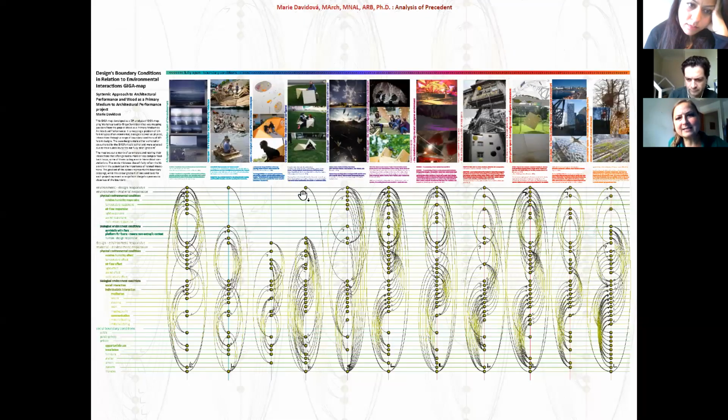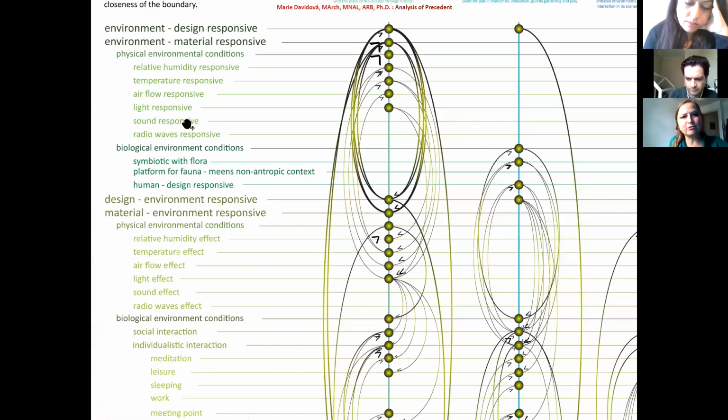So this is just the start of mapping different projects of mine, and mapping openness and closeness and interactions between different agents within those projects, drawing this gigamap of feedback loops between different agents. If I go closer, you see you have light response, sound response, radio wave responsive, relative humidity, social interaction, different agents doing different actions within these architectural pieces.